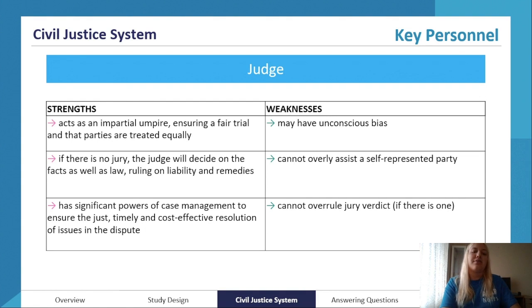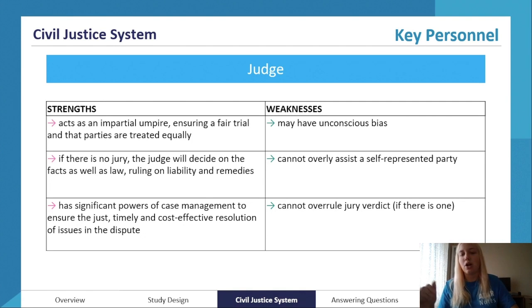Okay. They have significant powers of case management to oversee that just, timely, and cost effective resolution of issues in the dispute. So they will use their powers of case management to make trials as efficient as possible, but still as fair and just as possible.